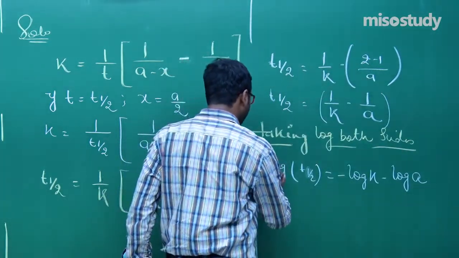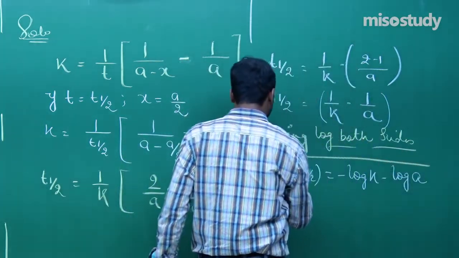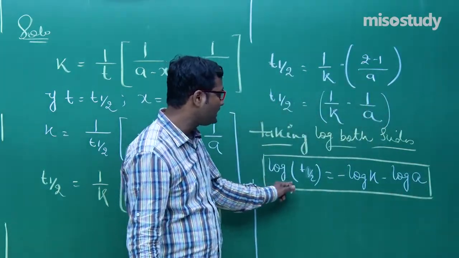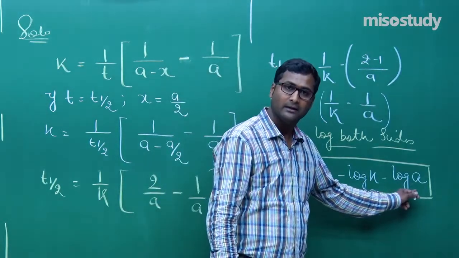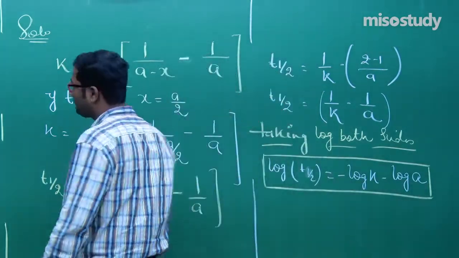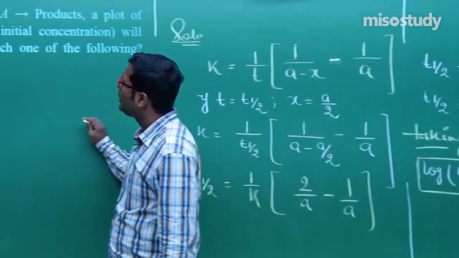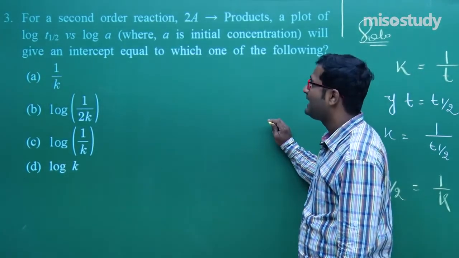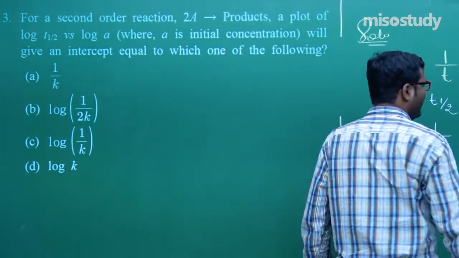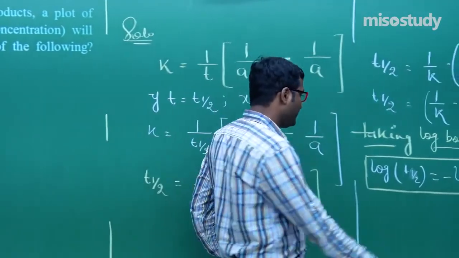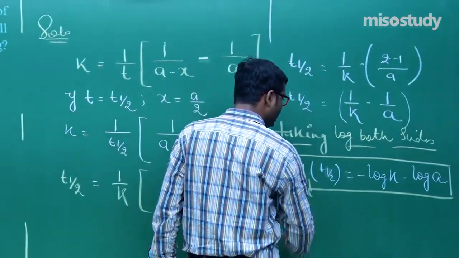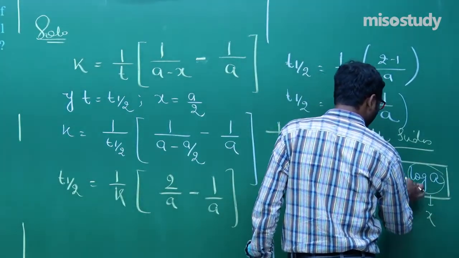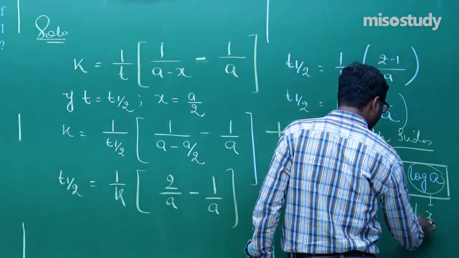And now according to the question, what is given here? If we draw the graph between log t half and log a, where a is the initial concentration, we have to find the intercept. Now listen carefully, this one is definitely y and this one is definitely x, and the slope m is minus 1.